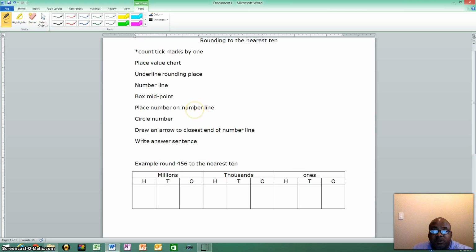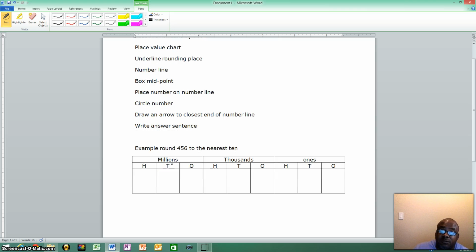So first thing we do, we have this example of rounding 456 to the nearest 10. We're going to make a place value chart. We're going to underline our rounding place. We're going to make our number line. We're going to box the midpoint on our number line. We're going to place our number on the number line. We're going to circle it. And then we're going to draw an arrow to whichever side that number is closest to. And then we're going to write our answer sentence. So our example is rounding 456 to the nearest 10.